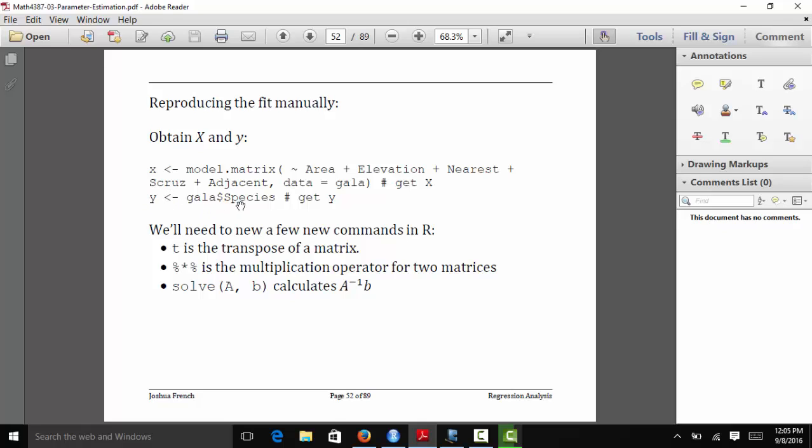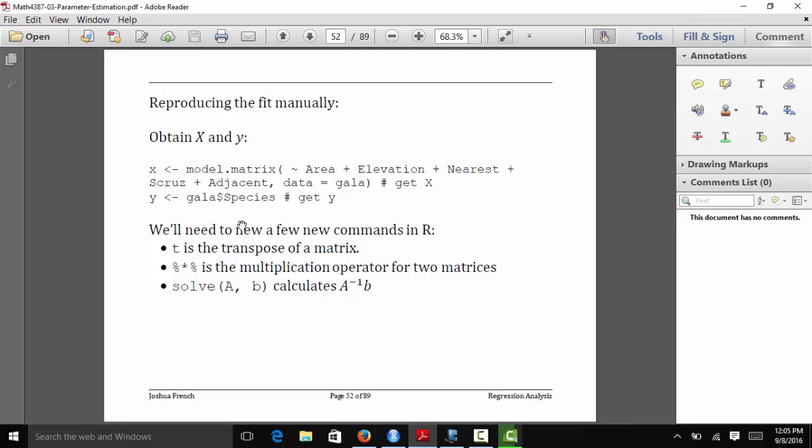So use that $ sign operator to extract the species vector from the gala data frame. I'm going to store it in an object named y. And up to this point, we have not really introduced how to do matrix algebra in R. So I'm going to give you guys a brief tutorial about some of the operations that you can do.